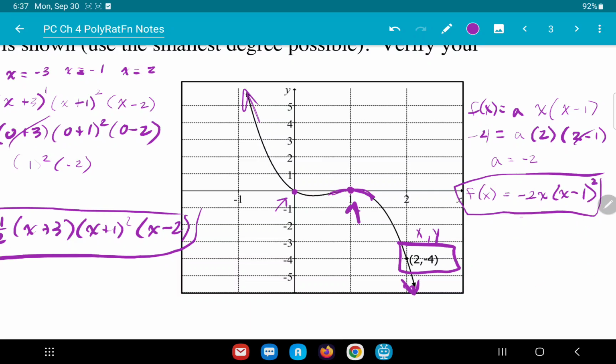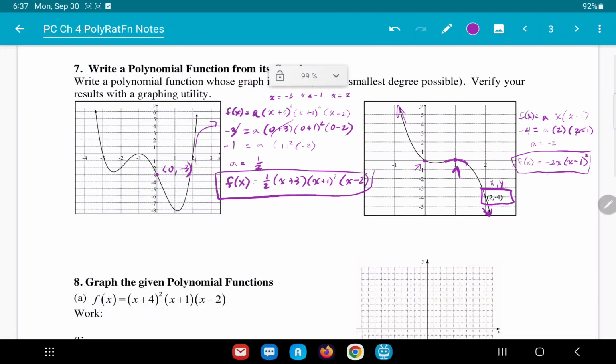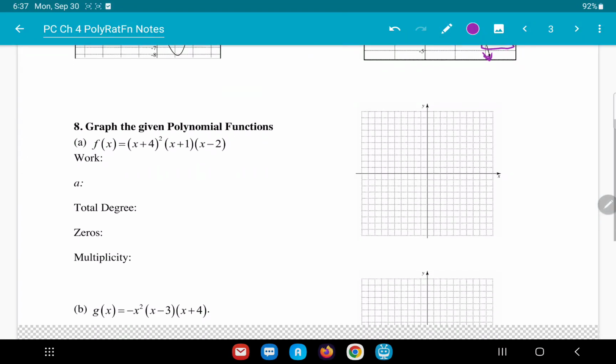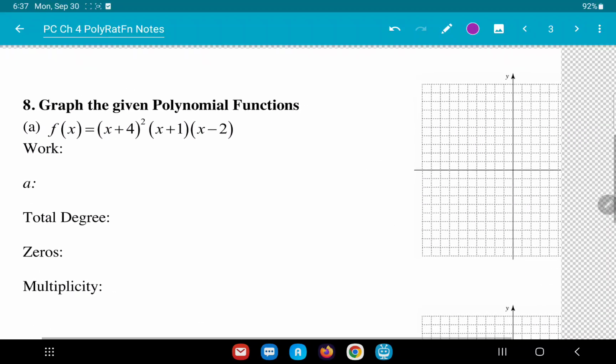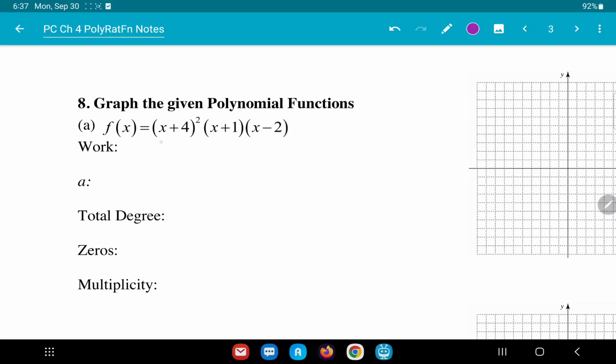So now I know that my answer is correct. Okay, let's go on to number 8 here. Let's take a look at this. This is like what we did in class as well. Basically what you want to do is look at your zeros here. Your zeros in this case would be x equals -4, x equals -1, and x equals 2.